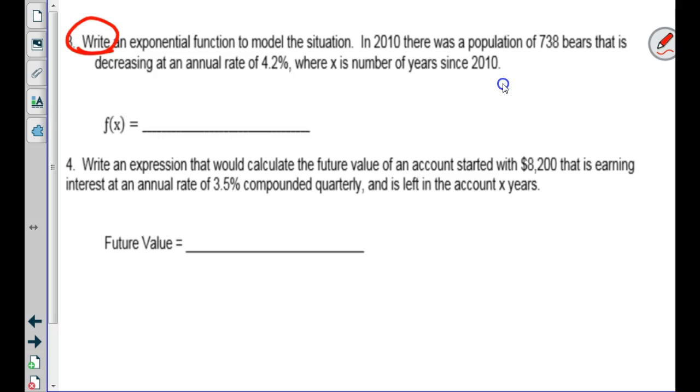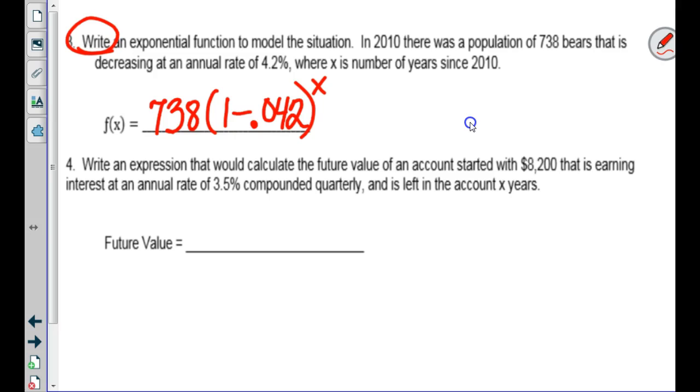So what's that going to look like? It doesn't say continuously anywhere, so you're just doing exponential growth or decay. So what's the original? 738 bears. 1 minus 0.042, good job, to the X, and that's it. No, you don't have to do anything.